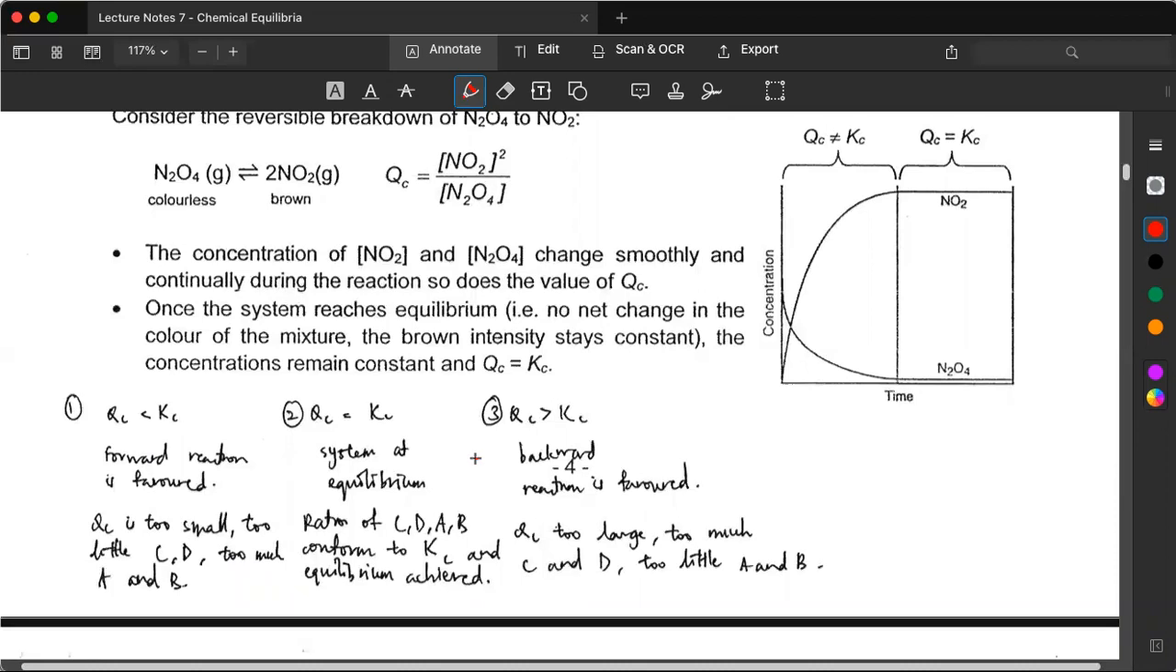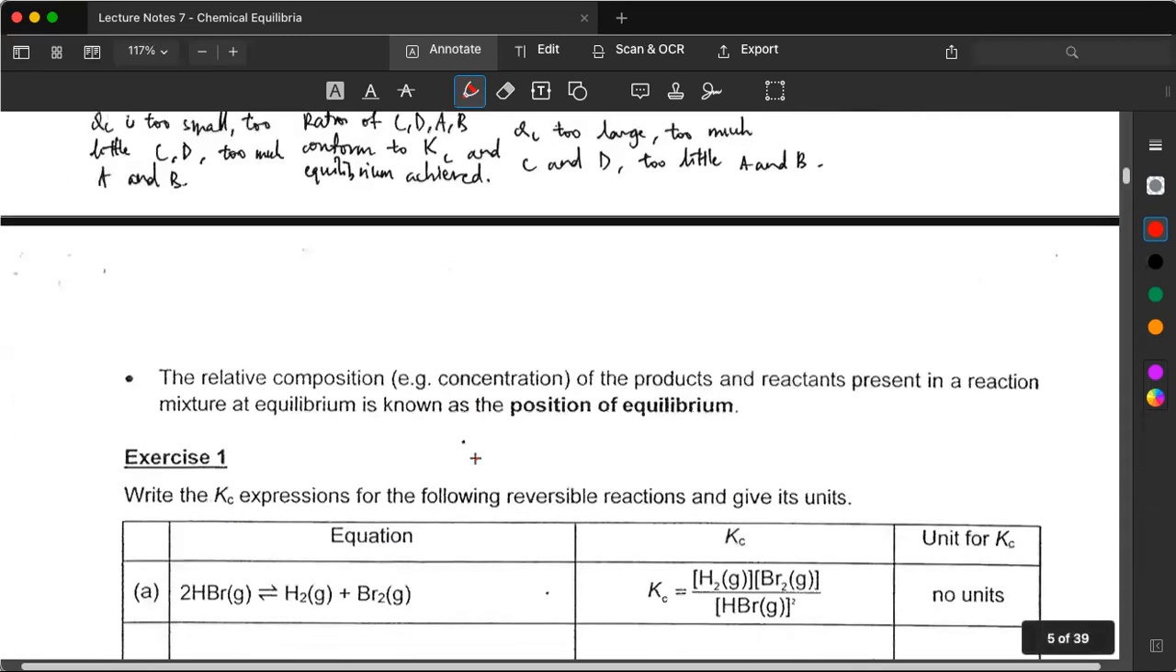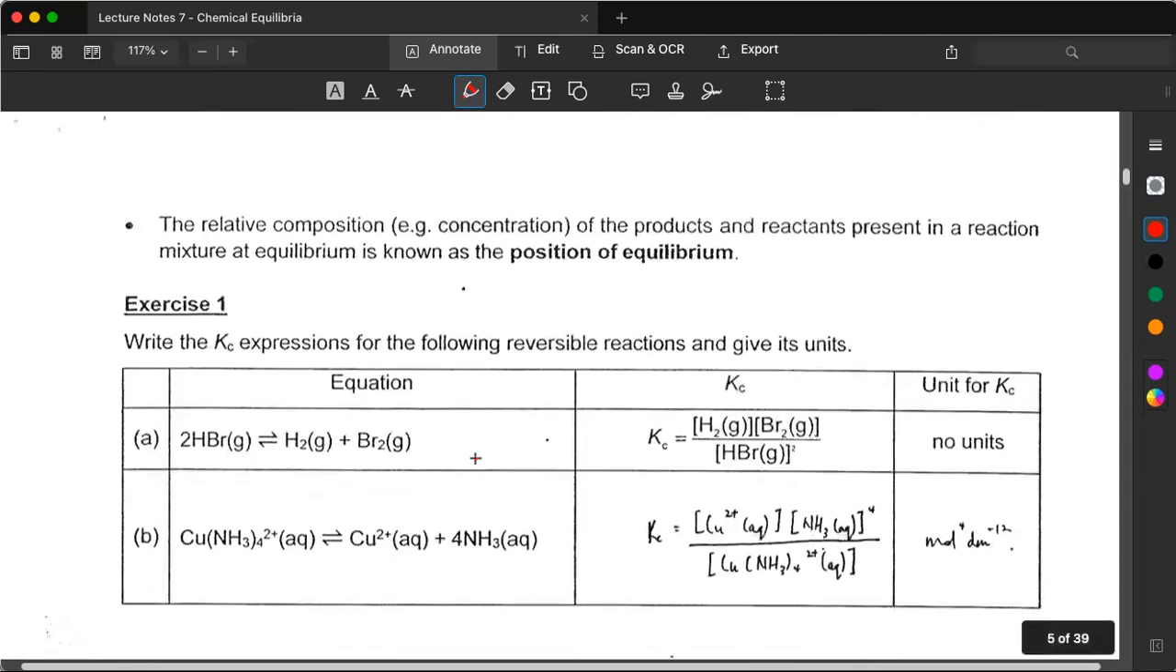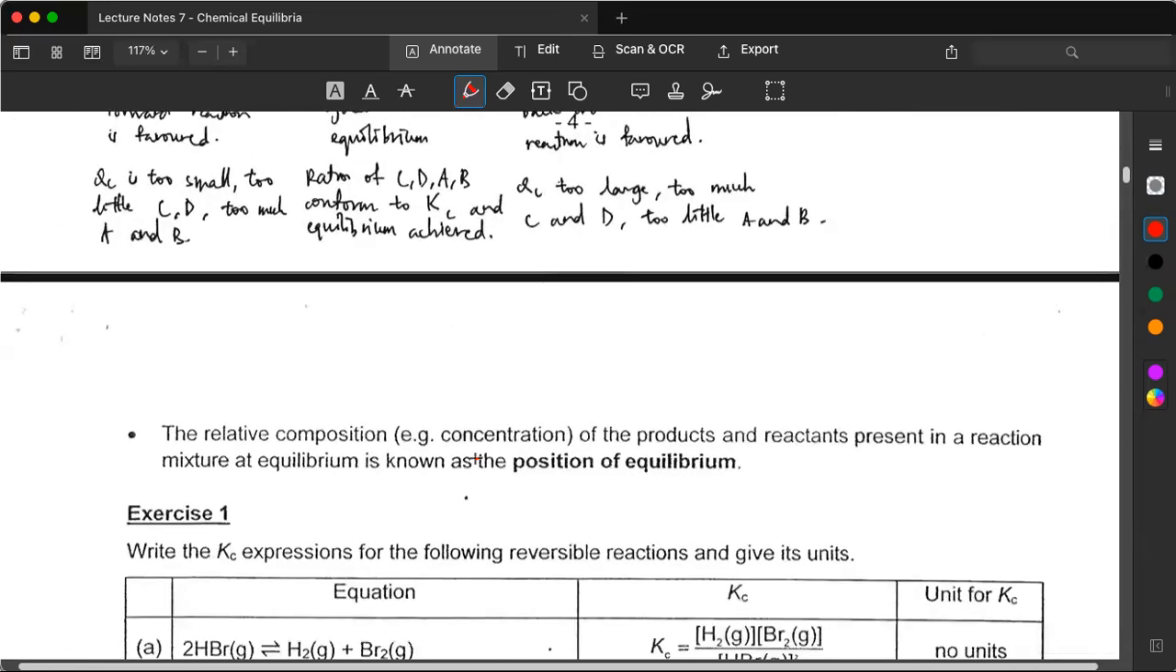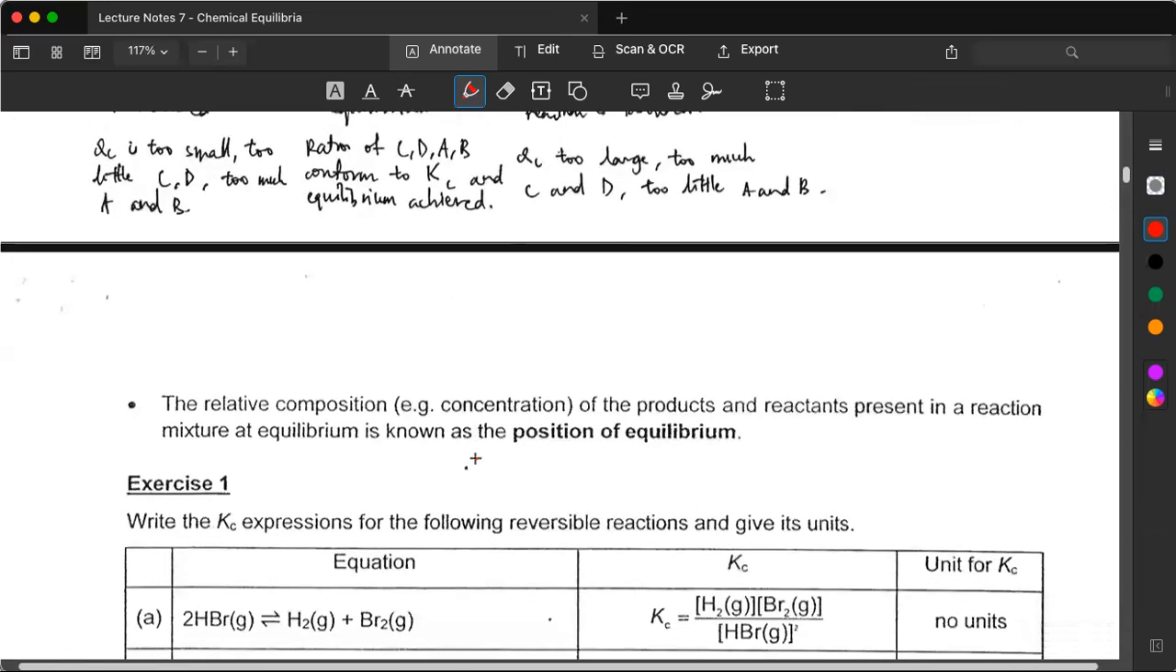And when Qc is bigger than Kc, that means the backward reaction is favored. You have too much C and D, which will react to form back A and B. So the reaction proceeds in the backward direction to a greater degree. The relative composition of the products and reactants present is known as the position of equilibrium. So when we come to the phrasing, it will be important for you to write down position of equilibrium.